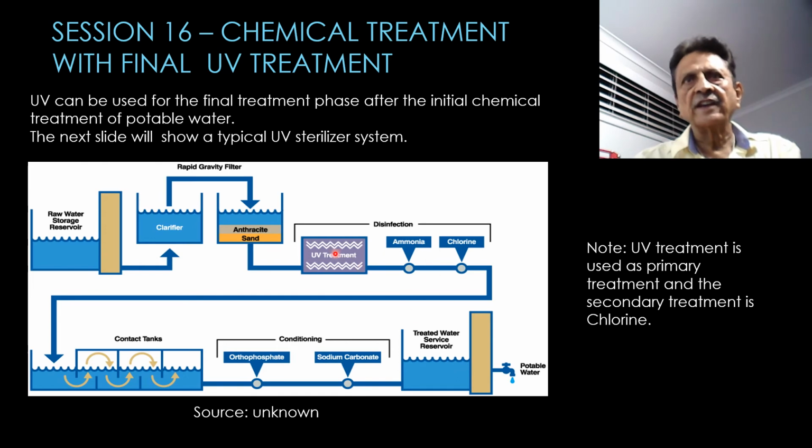So the UV is the secondary. UV treatment is the primary sanitation, and for the sanitation of and maintaining the sanitation through the pipes, they will use ammonium and chlorine.